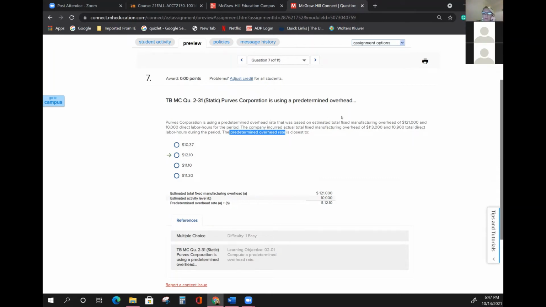Okay, so the total fixed manufacturing overhead is $121,000. That's my estimated. And then my level of activity, they estimated, they give it to me, 10,000 direct labor hours. So I need to divide that, right? That's my formula: my estimated manufacturing overhead divided by the estimated level of activity. So the 121 divided by the 10. So don't let it confuse you that it's asking for actual. I mean, it's giving you the information on actual, but it's looking for the predetermined rate, which always uses estimated.